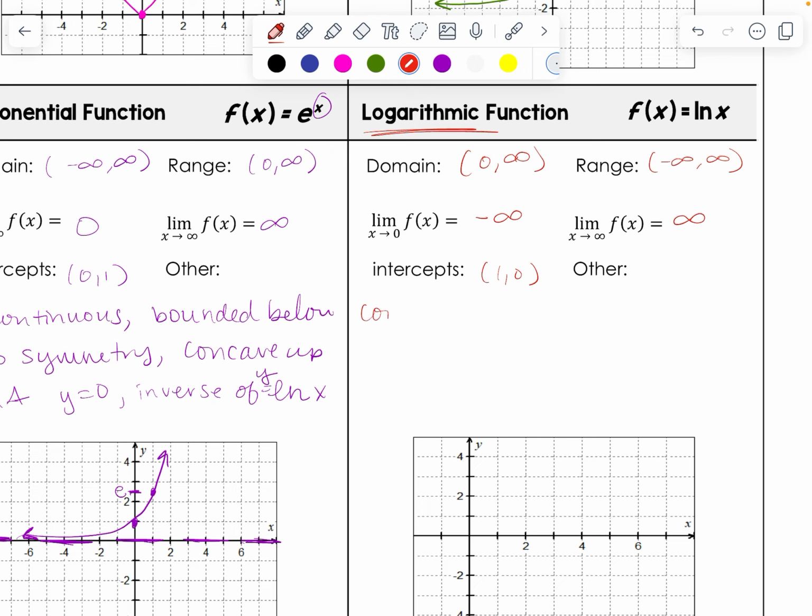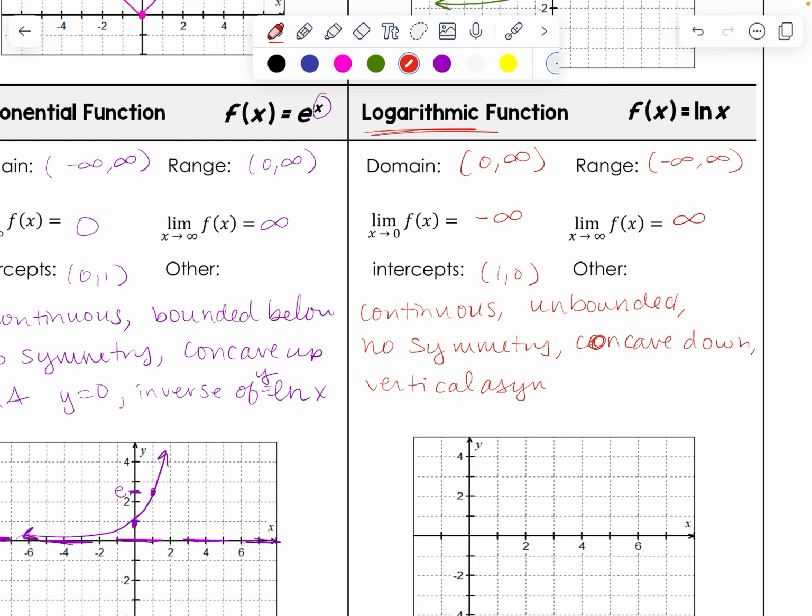It's continuous, unbounded, no symmetry, concave up, or excuse me, concave down. It has a vertical asymptote where x equals 0. And it's the inverse function of y equals e to the x.